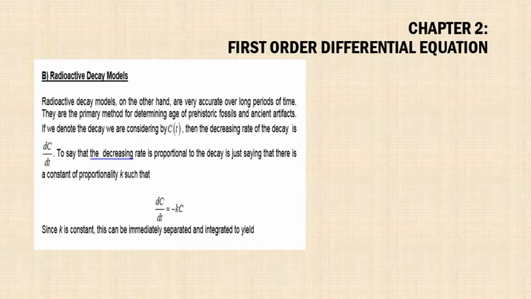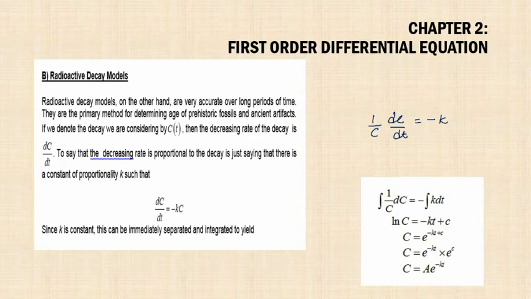dC over dt. To say that the decreasing rate is proportional to the decay is just saying that there is a constant of proportionality k such that dC over dt equals negative kC. Since k is a constant, this can be immediately separated as 1 over C dC over dt equals negative k.